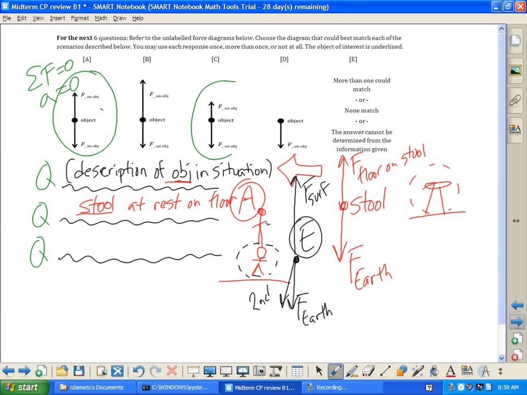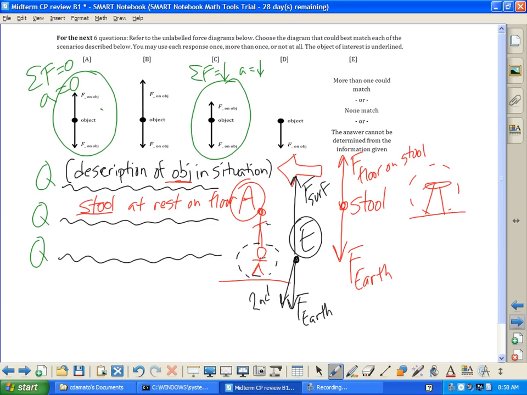Let's see. Could C be moving upward? Could the direction of the velocity of this object be up? No. What's the direction of the total force? Down. Yep. And if the total force is down, that means the acceleration must be down. Is it possible to have an acceleration in that direction and be moving in this direction? No. Okay. You betcha.